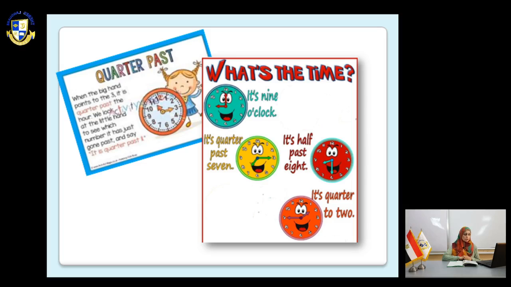The orange one, it's quarter to 2. The short arm is pointing to 2, the long arm is pointing to 9. So it's quarter to 2.